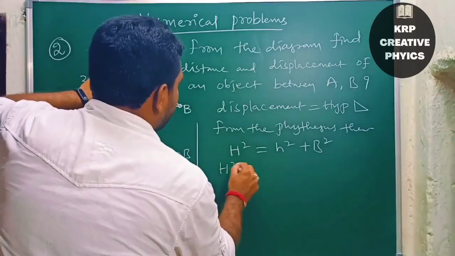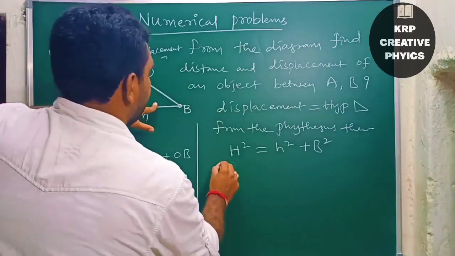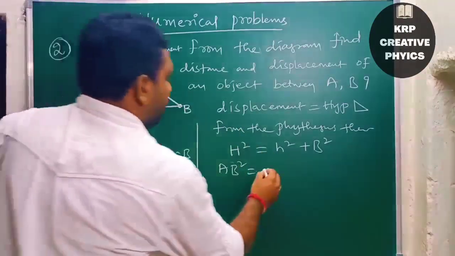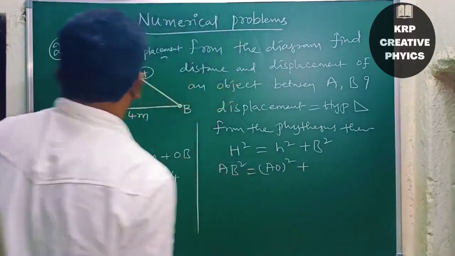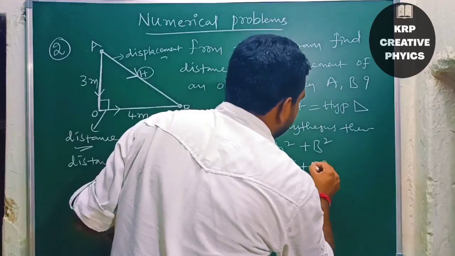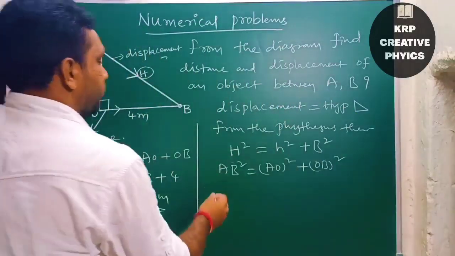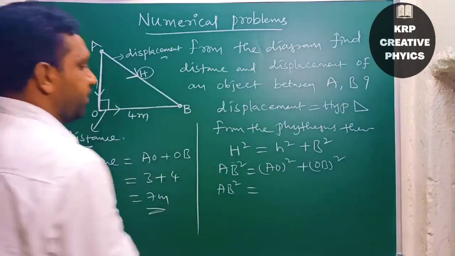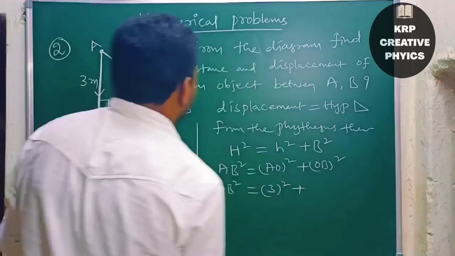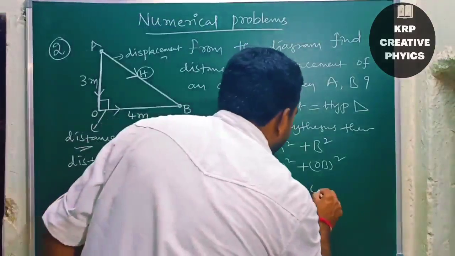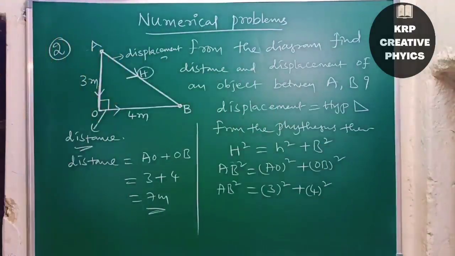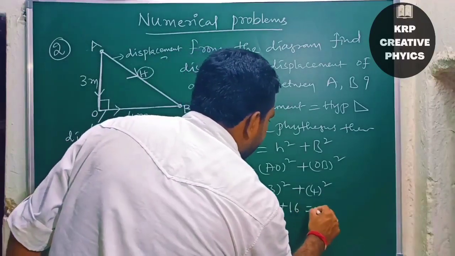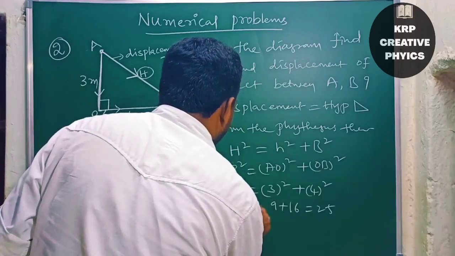So here we need to find the hypotenuse square. Hypotenuse square means what here? AB. So that is nothing but displacement. AB square equals AO square plus OB square. So now AB square equals, AO means how much here? 3 square. Okay? What about OB square? 4 square. 3 square plus 4 square. So if we add these, 3 square means 9, 4 square means 16. What will we get? 25. So AB square equals 25.